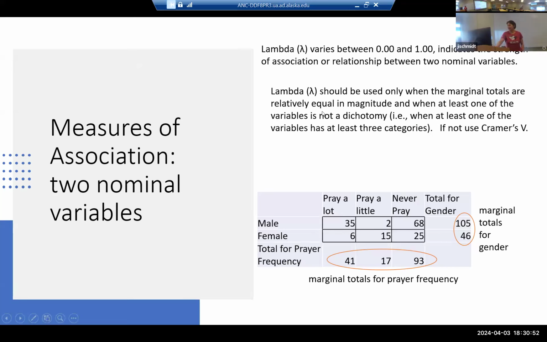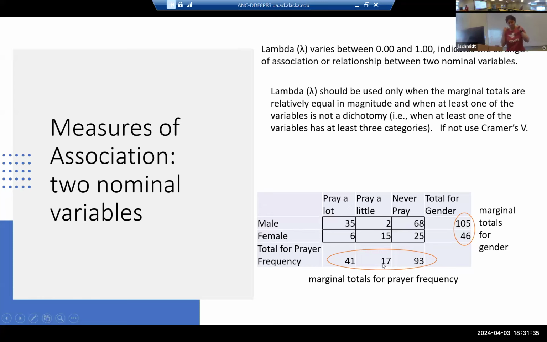This is just kind of a breakdown of how this works. The lambda varies, as I said, between 0 and 1 and indicates the strength. Lambda should only be used when the marginal totals are relatively equal in magnitude. And so what that means, the marginal totals, when I look at this, they should be equal. In this case, they're not. There's a lot of males and not very many females. So in this case, it probably would make sense to use Cramer's V when we go to do our statistics, not lambda, when we're dealing with nominal data.